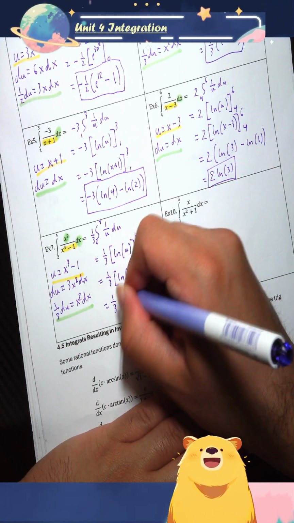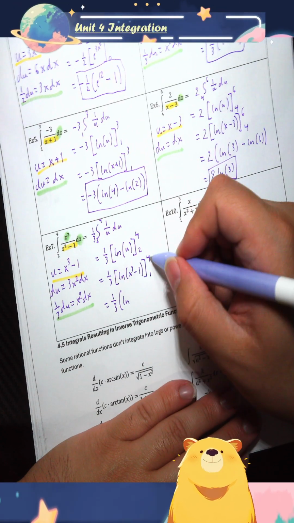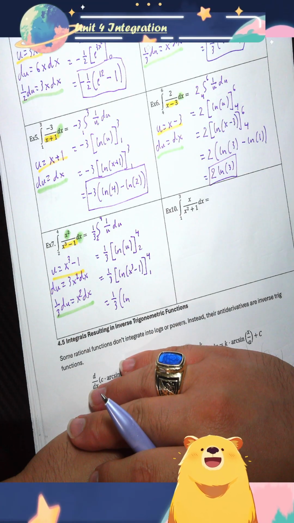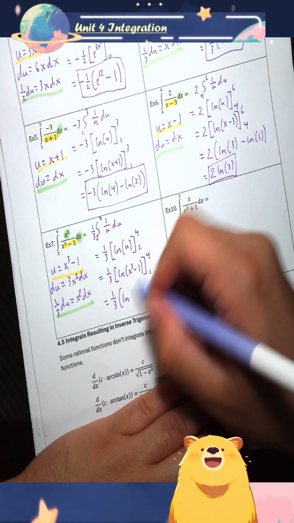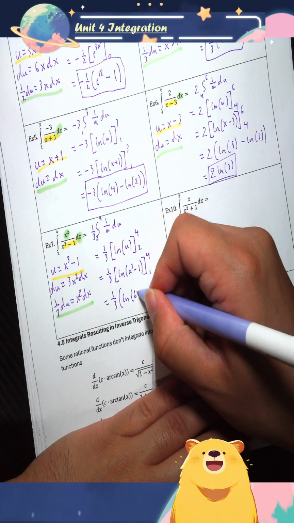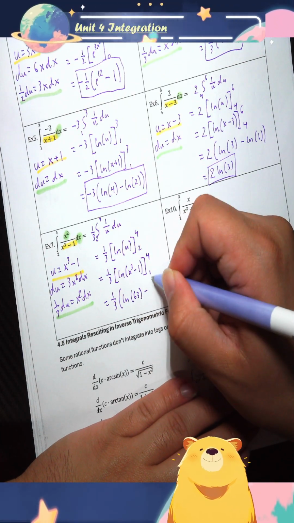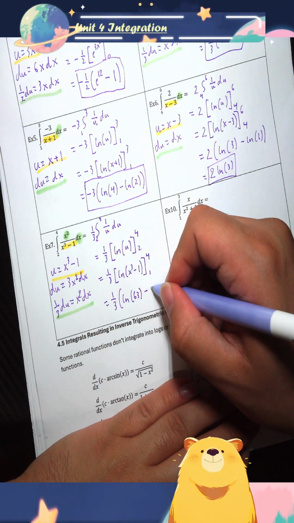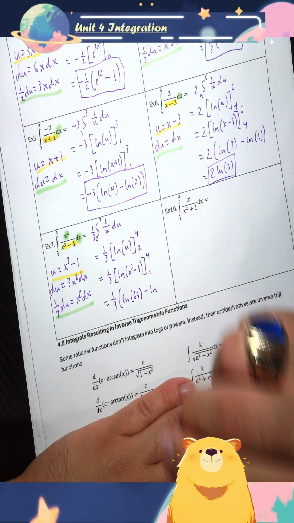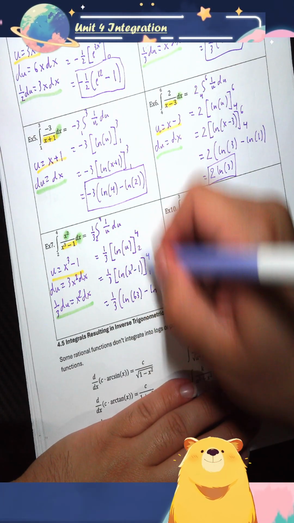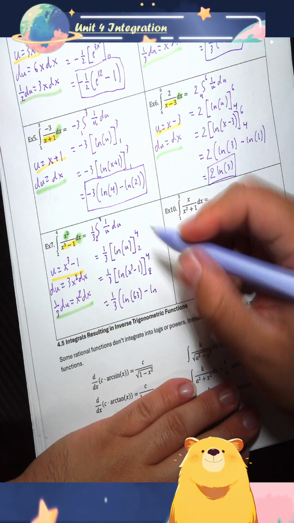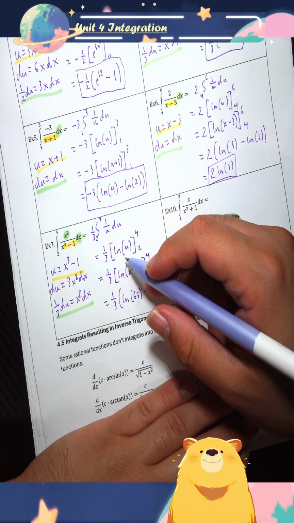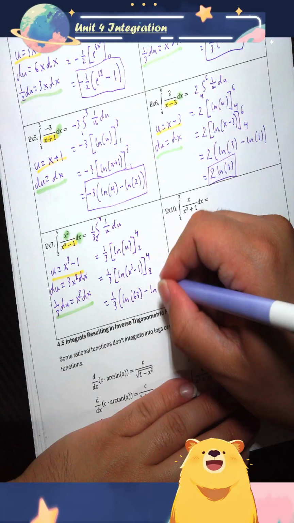Okay, then from here, 4 to the power of 3, which I believe is 64. Yeah. And then 64 minus 1 is 63. And then 2 to the power of 3 minus 1, excuse me, 2 to the power of 3 is 8, and minus 1, 7.